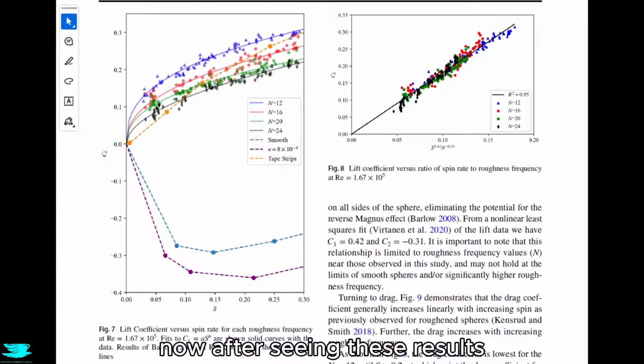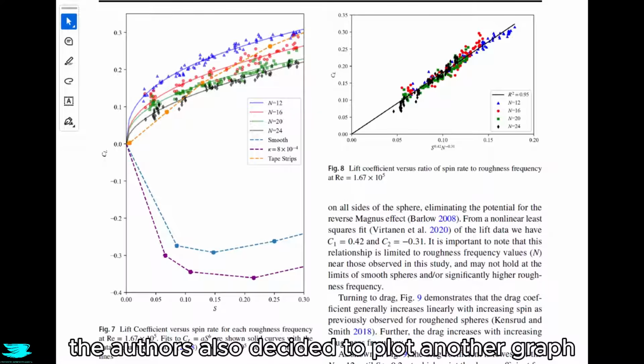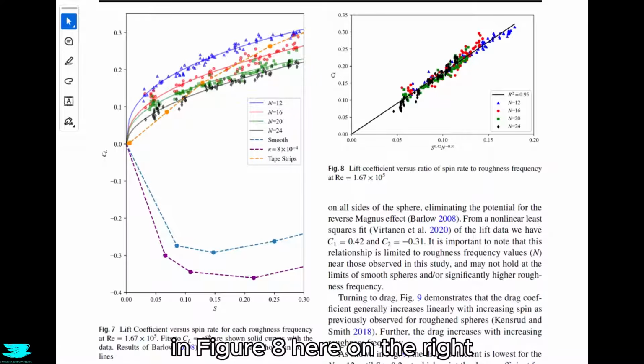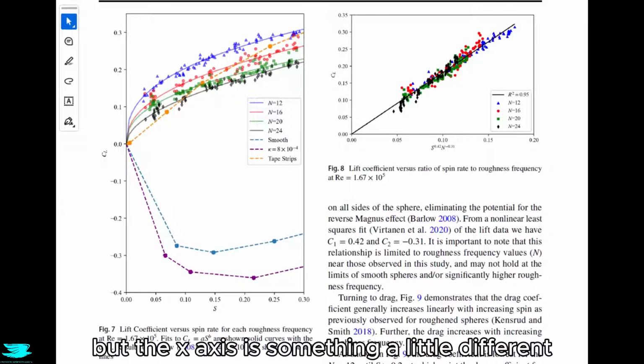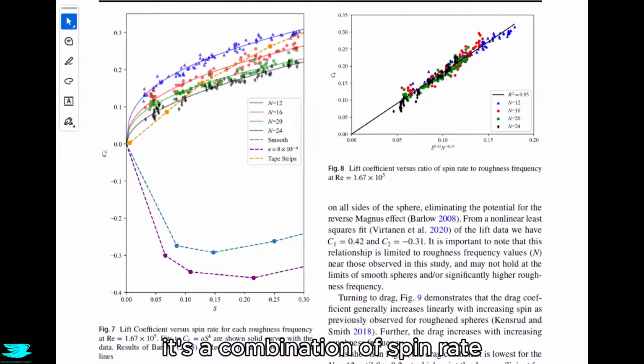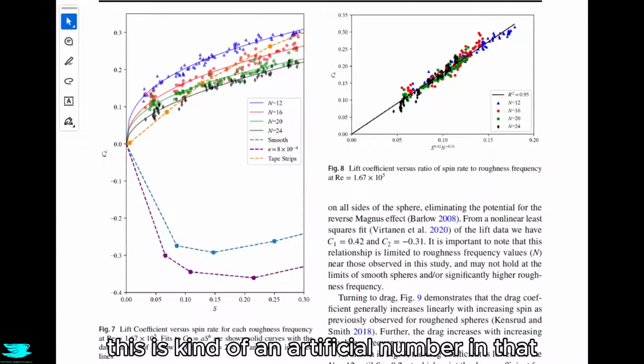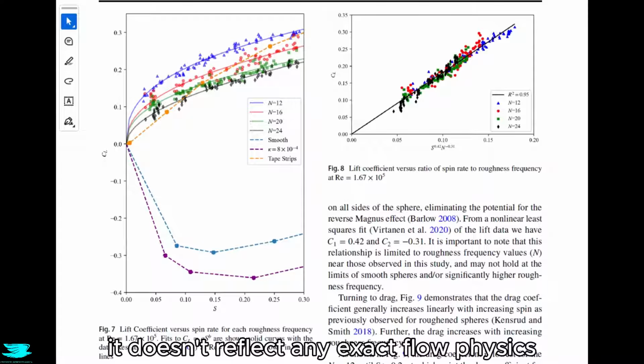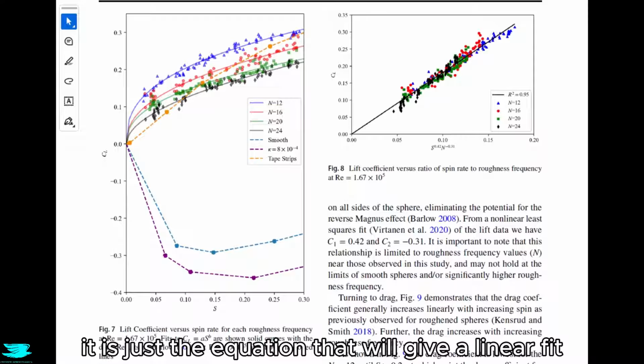Now, after seeing these results, the authors also decided to plot another graph in figure 8 here on the right. It's kind of similar where it plots the lift coefficient, but the x-axis is something a little different. It's a combination of spin rate and roughness frequency. This is kind of an artificial number in that it doesn't reflect any exact flow physics, it is just the equation that will give a linear fit.